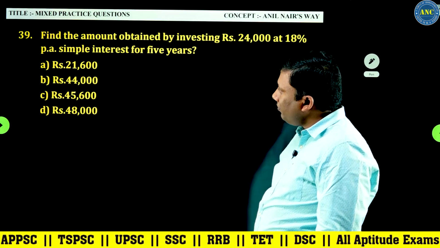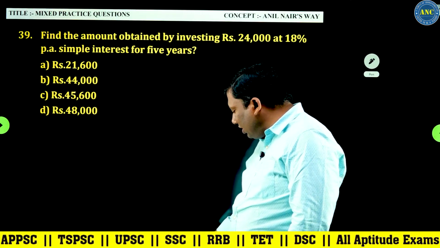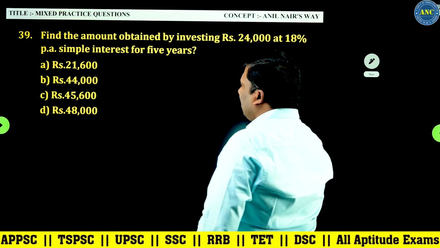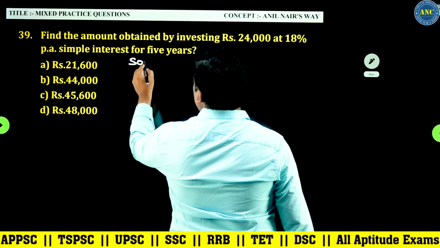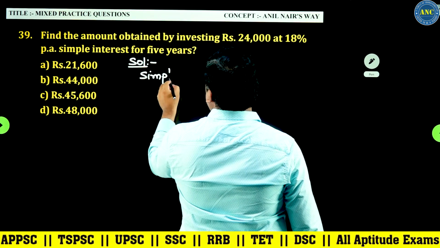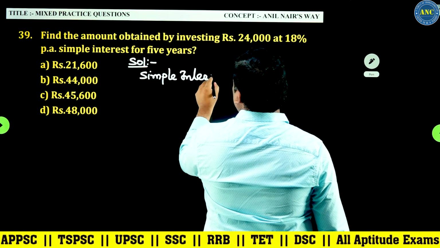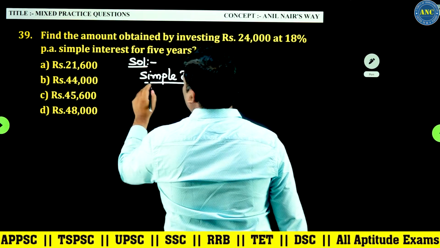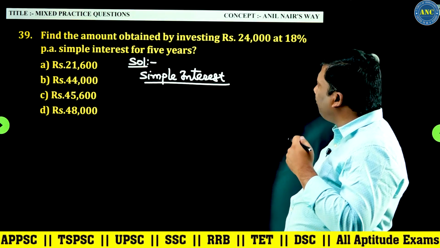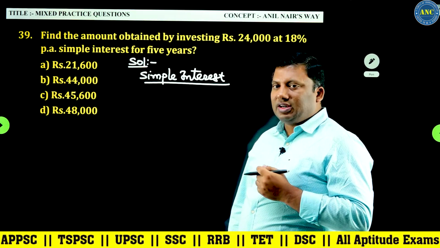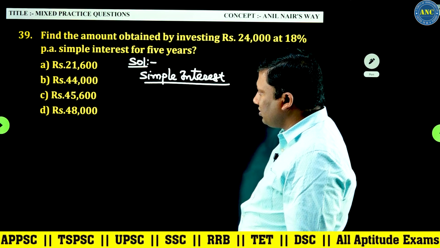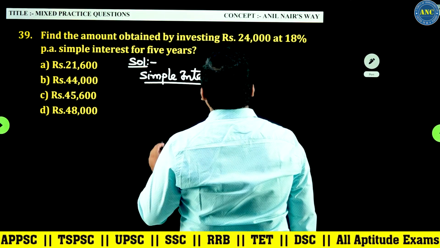Concept clear? Next one. This question is based on simple interest, an application from percentages. Read the question: find the amount obtained by investing 24,000 at 18% for 5 years.